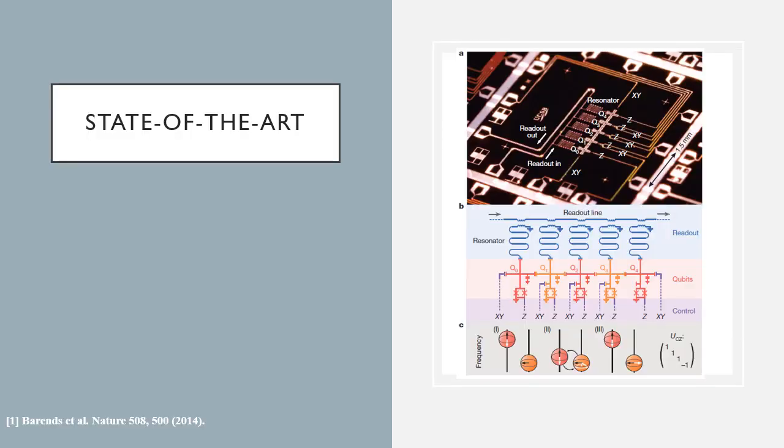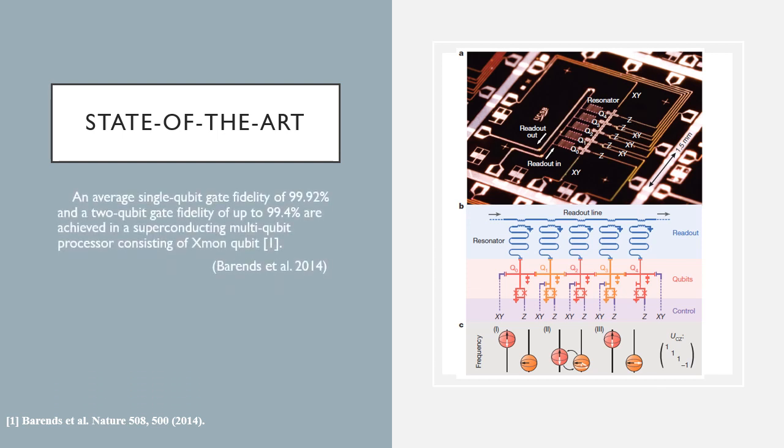Let's now look at the state-of-the-art of the Xmon architecture. Besides developing the Xmon qubit in 2013, in 2014, Barends and his colleagues successfully achieved an average single qubit gate fidelity of 99.92% and a 2-qubit gate fidelity of 99.4% using Xmon qubits.